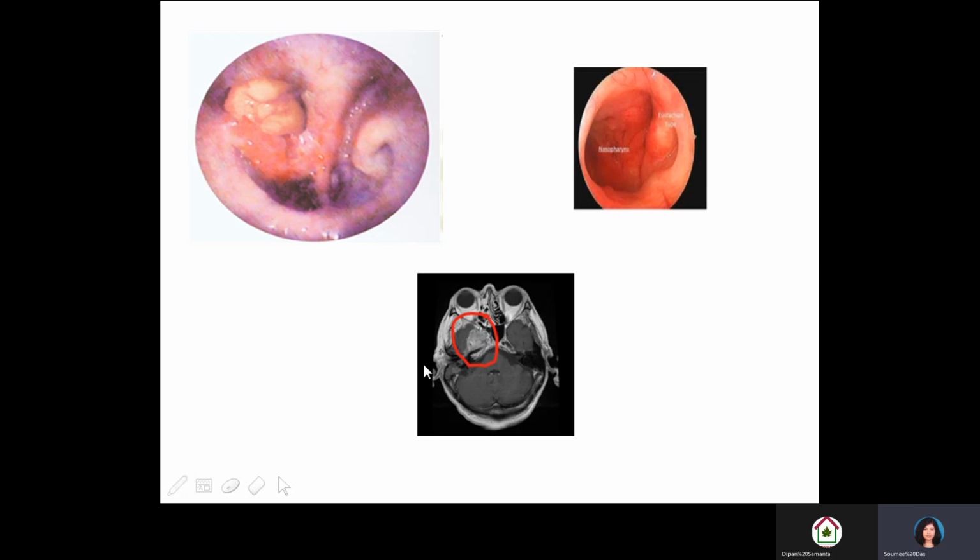Why is it so white? Because there is blood. Again, there is neovascularization and there is blood, and blood itself is radio opaque. Okay, in comparison to air, blood is radio opaque. That is why this is showing up as a bright white portion, due to the presence of blood in the mass.